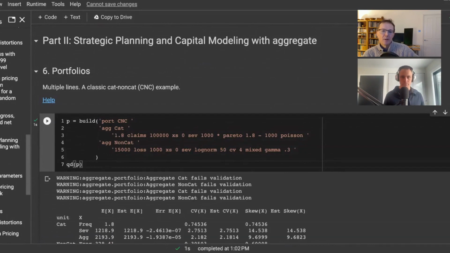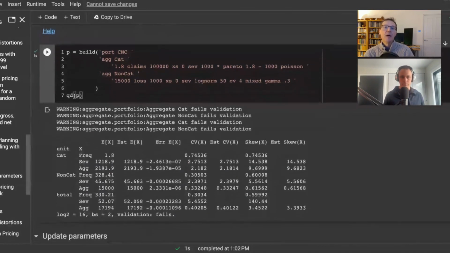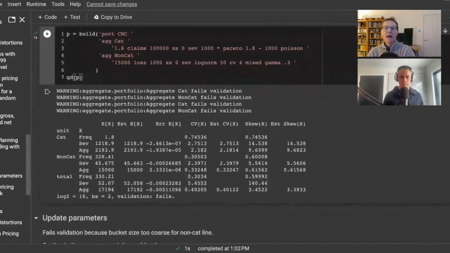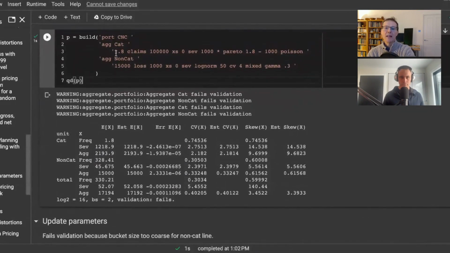And we're going to make those into a portfolio so we can add them up. You can see that the syntax for the ag cat kind of looks like our commercial auto, right? Cat is the name, it's an aggregate, it's got 1.8 claims, 100,000 x is 0. The severity is a Pareto with an alpha of 1.8, so it's very thick-tailed. It doesn't have a variance, it just has a mean, and the lambda parameter is 1,000.